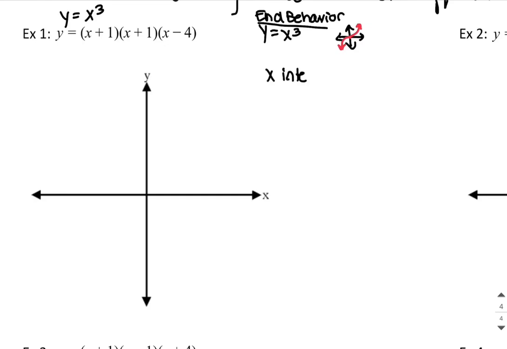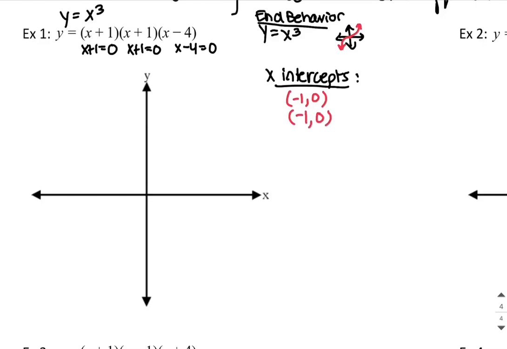Then I'm looking for the important points. I'm looking for the x-intercepts to start, because those are easy to find when I'm given factored form. I can just look at the factored form. It's when x plus 1 is equal to 0, when x plus 1 is equal to 0, oh, those are the same, and x minus 4 is equal to 0. So I have x-intercepts here. One is (-1, 0). The other one is (-1, 0). I'm seeing the same thing twice, which means I have a multiplicity here.